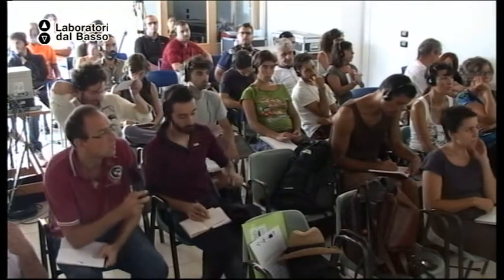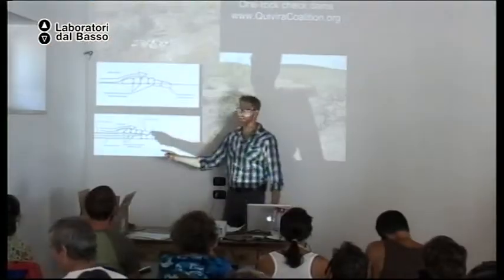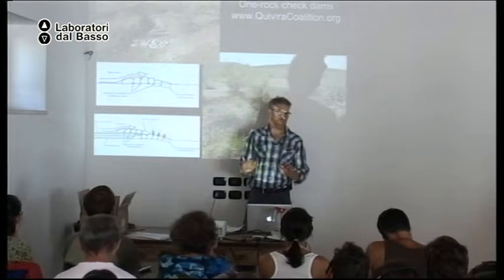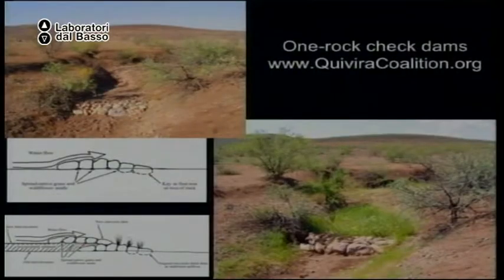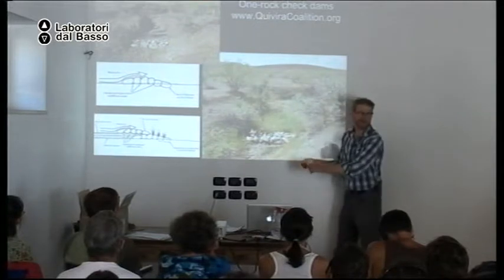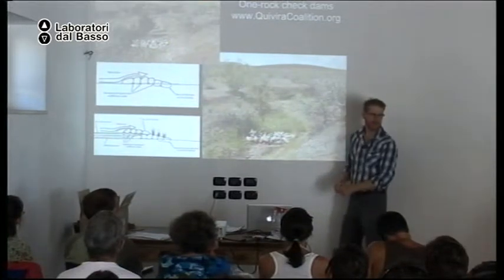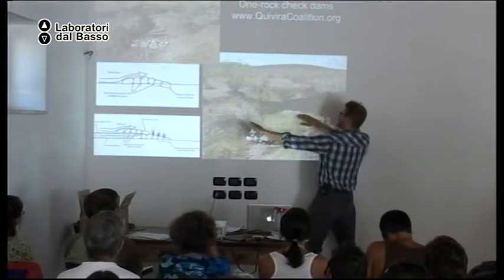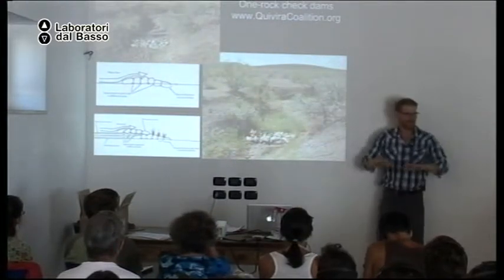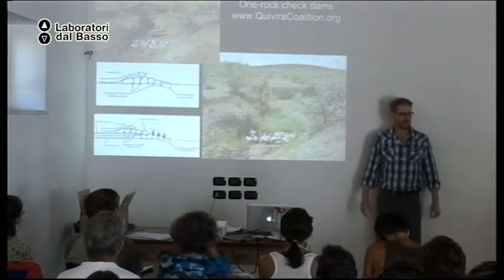Mm-hmm. So the reason you might, you don't have to, but the reason you might add a second structure on top of the first is to lift the water flow even higher so that maybe in the big flood flows, sheet flow goes out again to more area.